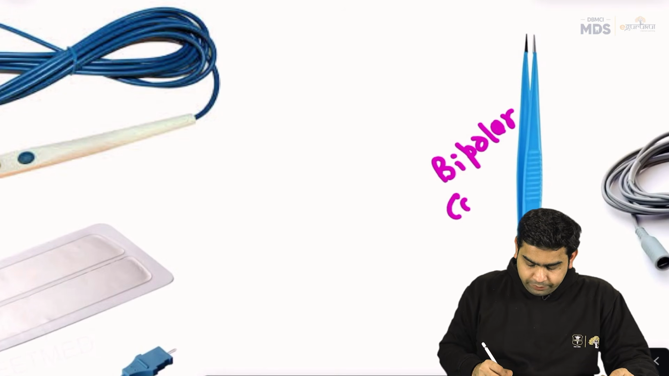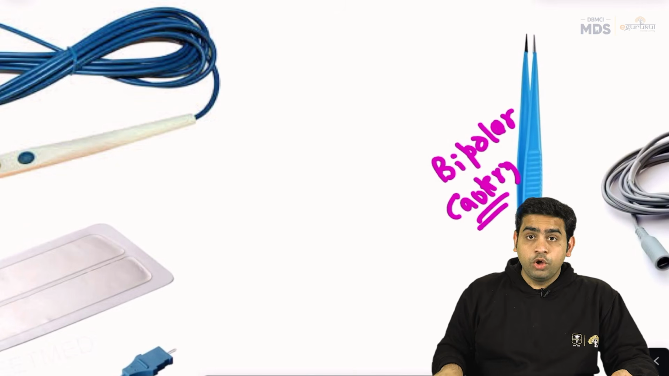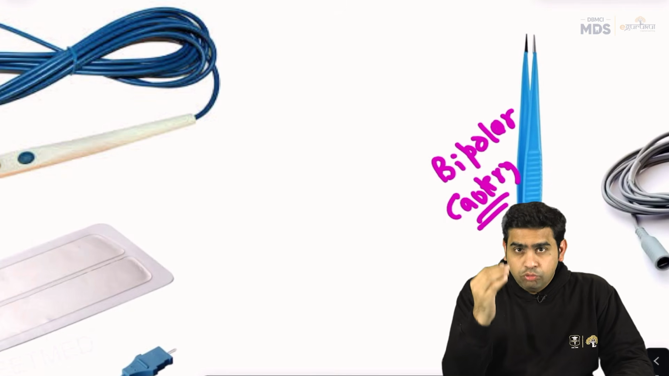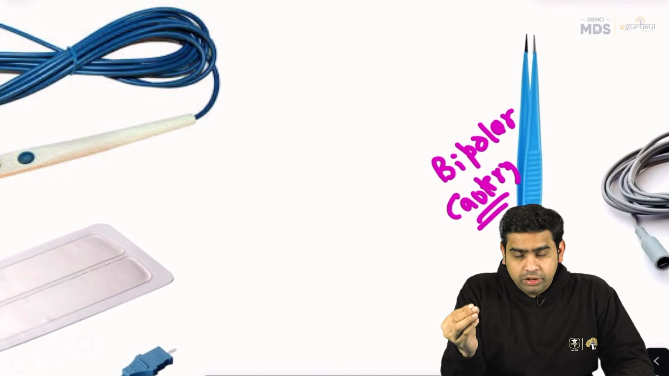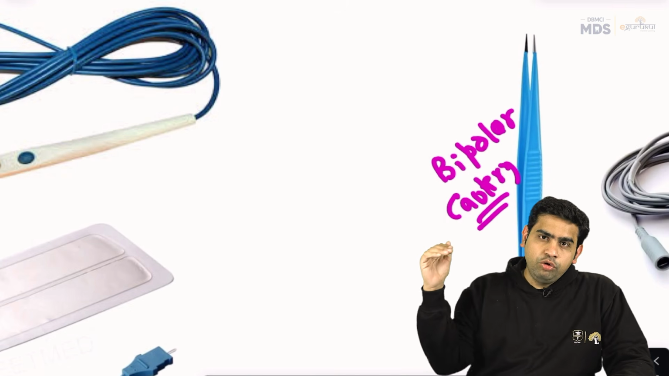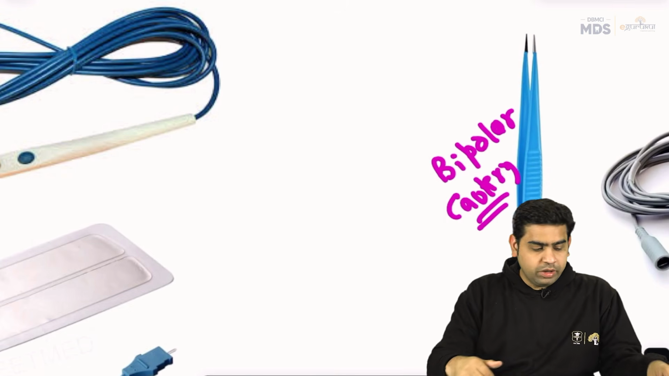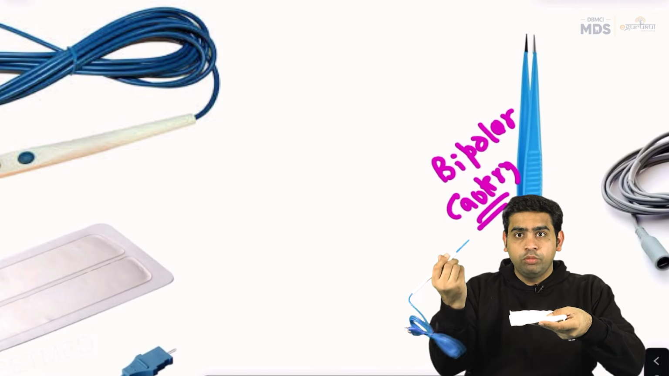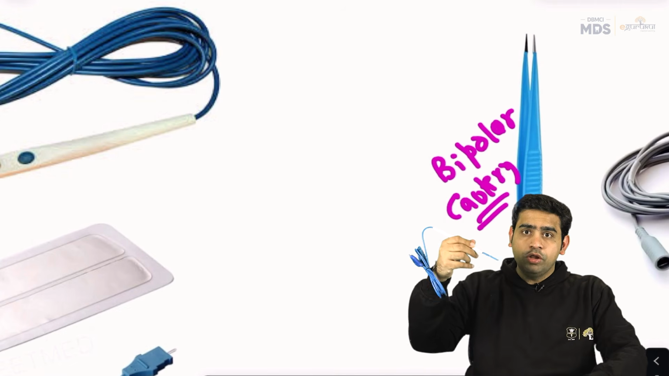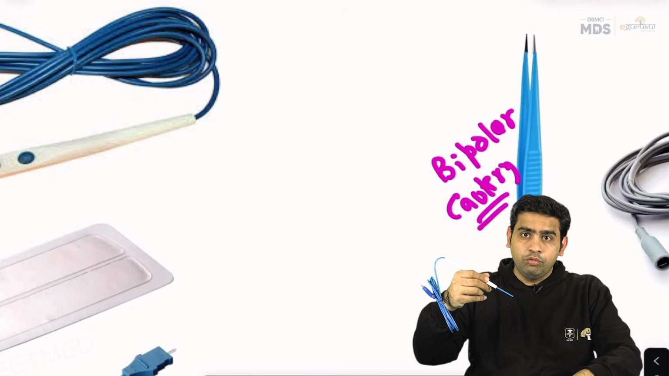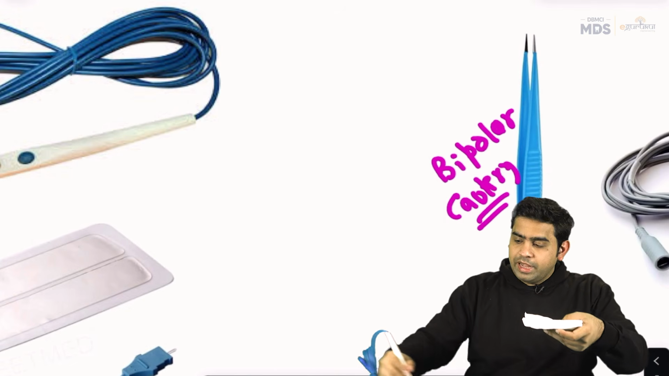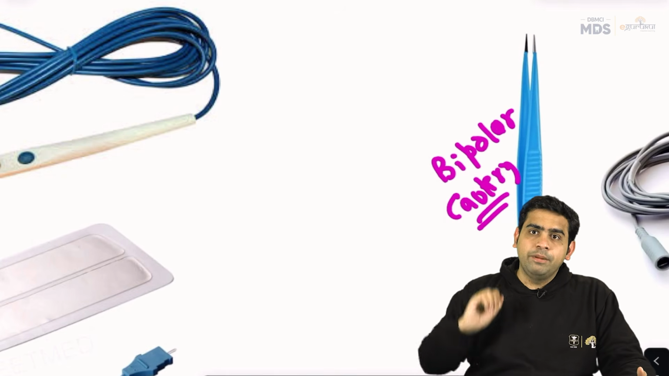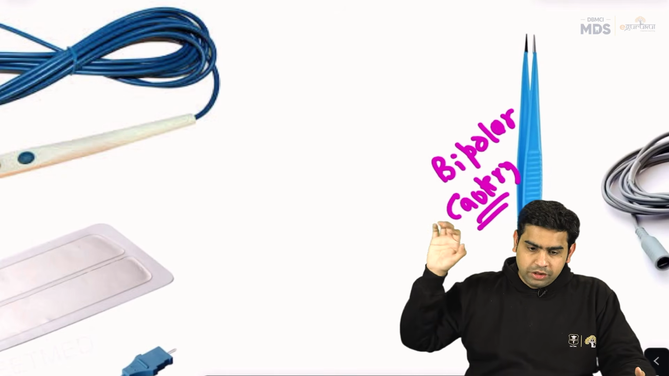And this is your bipolar cautery. Now, if I ask you, what is the difference between a monopolar cautery and a bipolar cautery? In the monopolar cautery, the current goes into the wound. For example, let's assume this is the wound where I want to operate. When I touch it with the monopolar cautery, the current goes from the cautery into the wound, is picked up by the patient plate, and is taken back into the cautery machine.